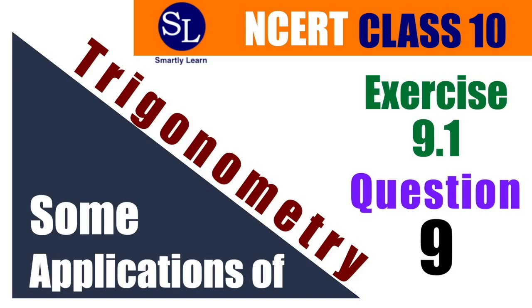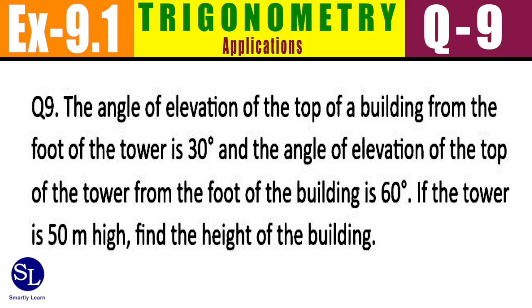In this video, let's see how to solve the ninth question in exercise 9.1. The angle of elevation of the top of a building from the foot of a tower is 30 degrees and the angle of elevation of the top of the tower from the foot of the building is 60 degrees. If the tower is 50 meters high, find the height of the building.